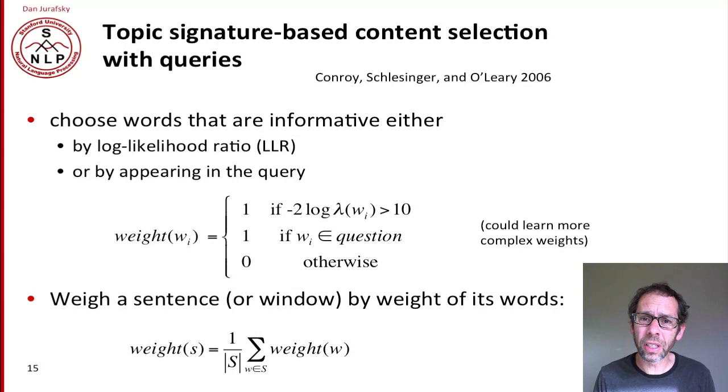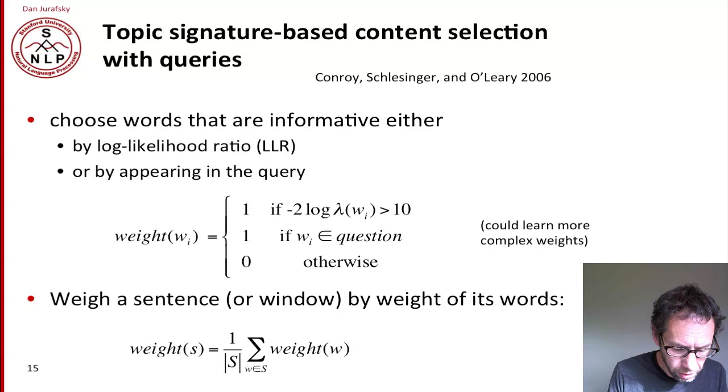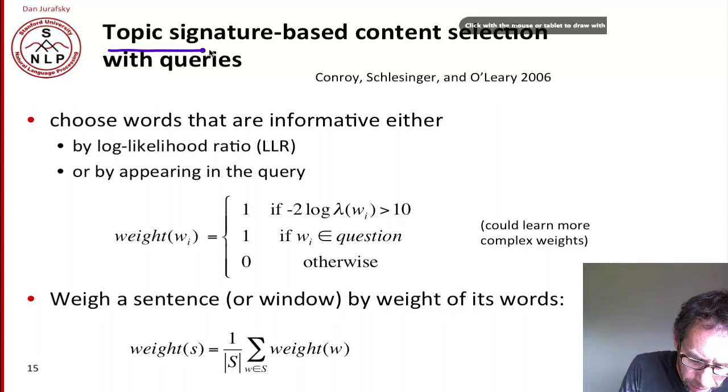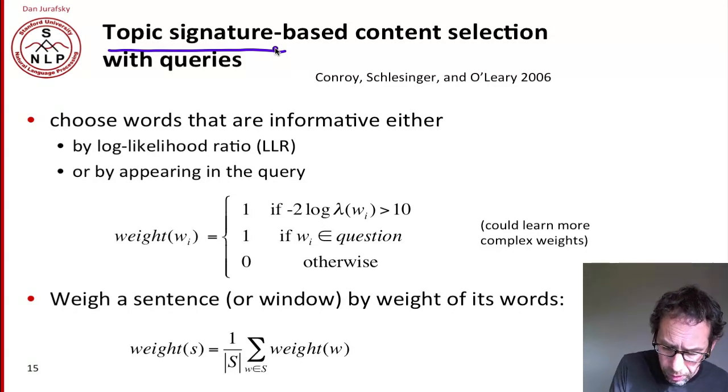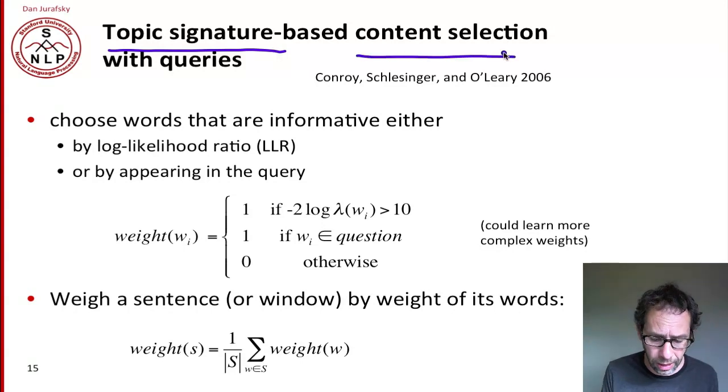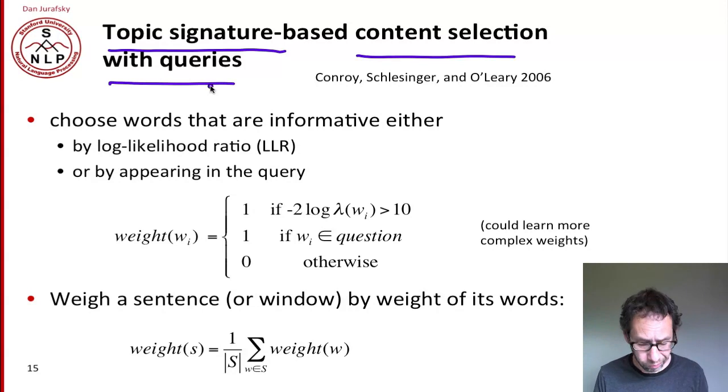Now, we want to modify this algorithm for dealing with query-focused summarization. Again, we're not interested so much in pure summarization in today's lecture, but in how to use summarization techniques for question answering. So this is topic signature based content selection, topic signature meaning pick the words that are particularly associated with a document, choosing the sentences where we've got queries.